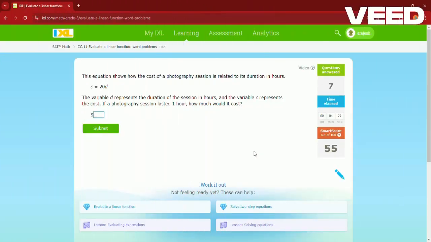Okay, guys. So this is our second part, which means it's our interim, so let's get to it. This equation shows how the cost of a photography session is related to its duration in hours. C equals 20D. The variable D represents the duration of the session in hours, and the variable C represents the cost. If a photography session lasted 1 hour, how much would it cost?